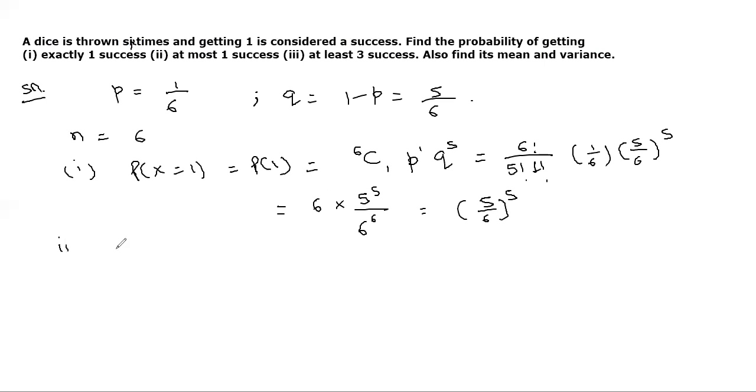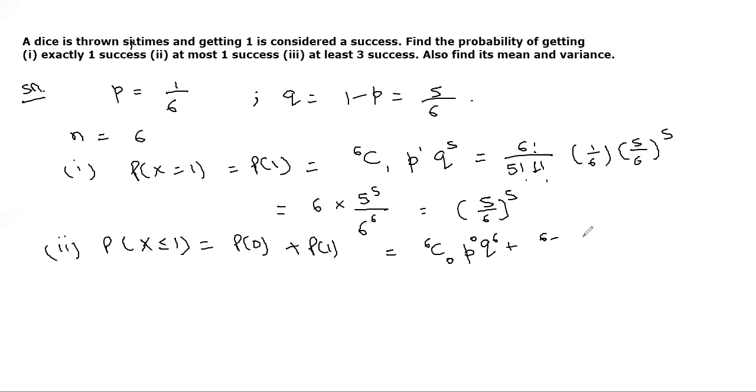Now the second case is at most one success. It means getting less than or equal to one success, so it is the case of getting zero successes or one success. Just like we calculated the case of one success, first calculate the case of zero and then one success. The probability of zero successes can be written like this: 6C0 p raised to power 0 q raised to power 6. And that of one success is 6C1 p raised to power 1 q raised to power 5. 6C0 is 1 and 6C1 is 6.